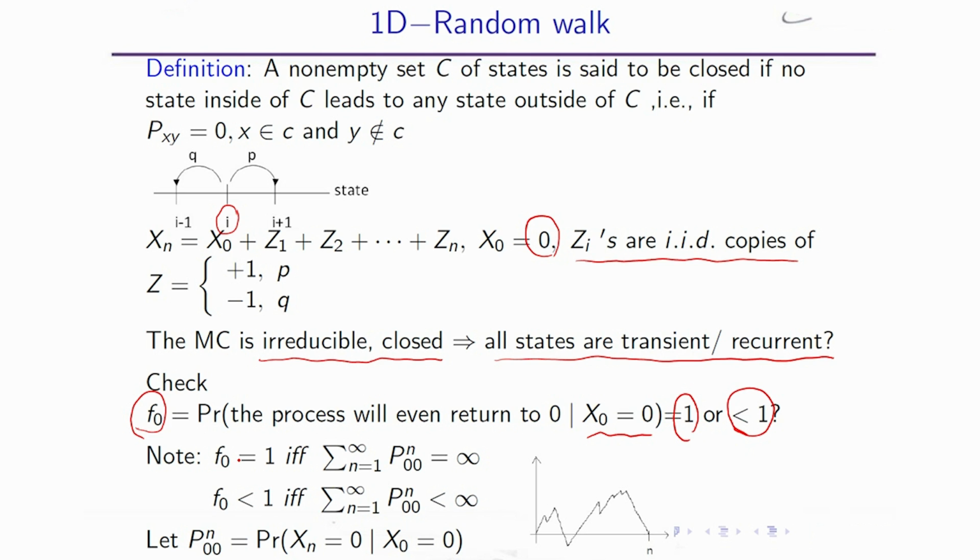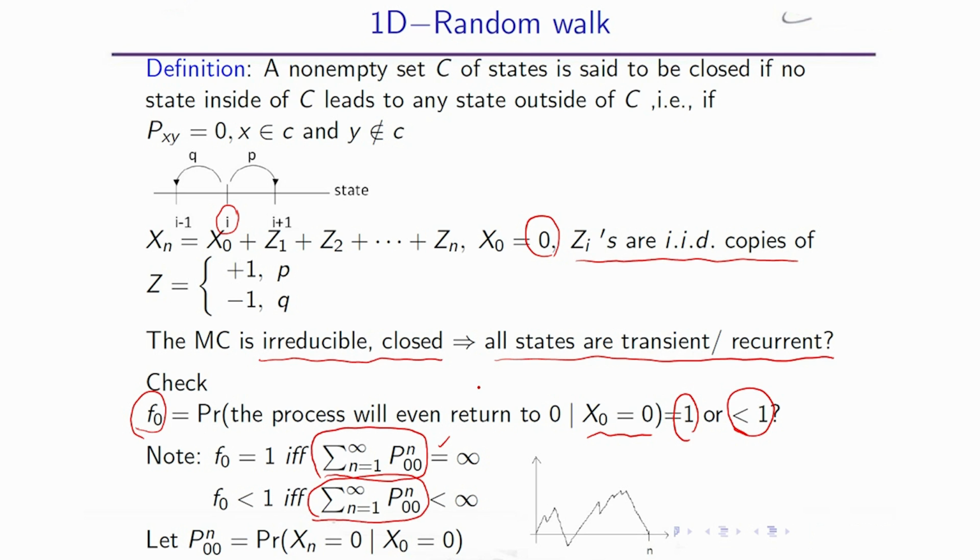And we have learned that if f0 is equal to 1, meaning eventually starting from 0 the process will return to 0, that means the summation of P00n is equal to infinity, because this represents the expected number of times that the process will return to 0. If 0 is a recurrent state, then this quantity must be infinity. On the other hand, if this is a transient state, then we only have a finite number of returns to 0, so this quantity must be less than infinity.